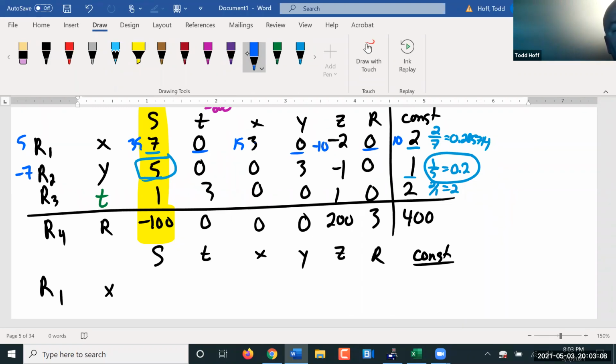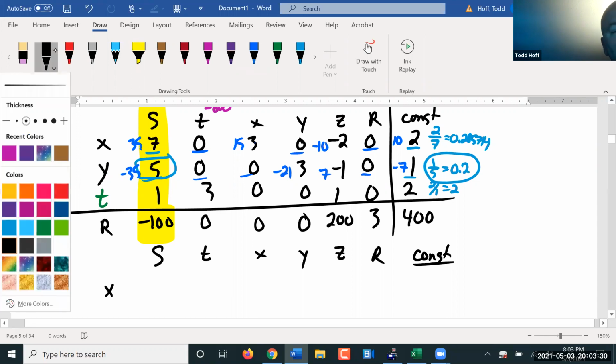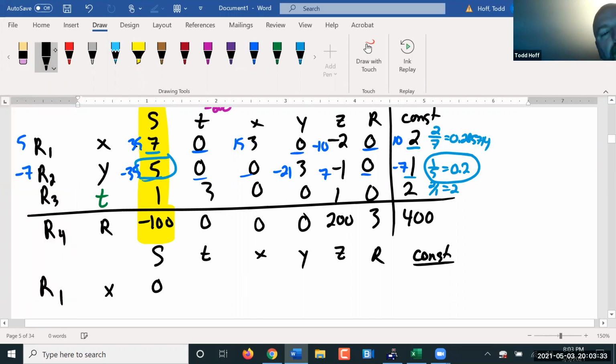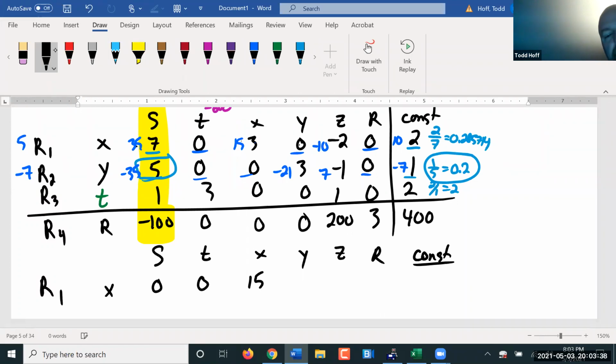Negative 7 times row 2. 5 times negative 7 is negative 35. That's good because we want those two to cancel out. 0 stays. 3 times negative 7 is negative 21. Negative 1 times negative 7 is positive 7. 0 stays. 1 times negative 7 is negative 7. So now let's combine those two rows to replace row 1. 35 and negative 35 is 0, which is what we wanted. 0 plus 0 is still 0. 15 plus 0 is 15. 0 plus negative 21 is negative 21. Negative 10 plus 7 is negative 3. 0 plus 0 is 0. 10 plus negative 7 is a positive 3.